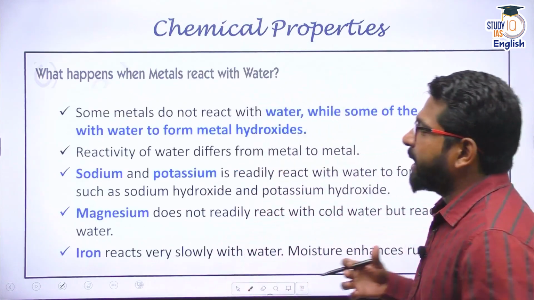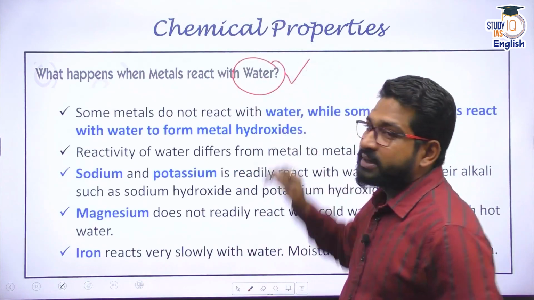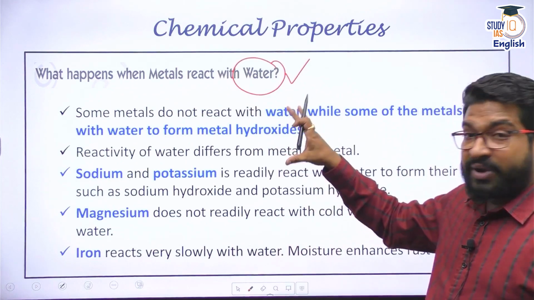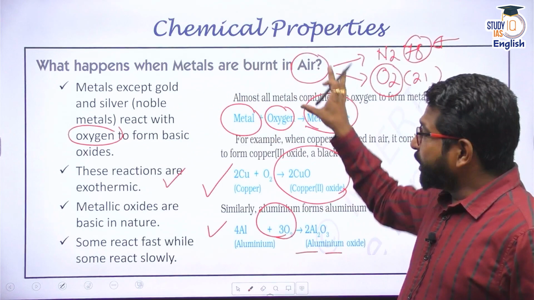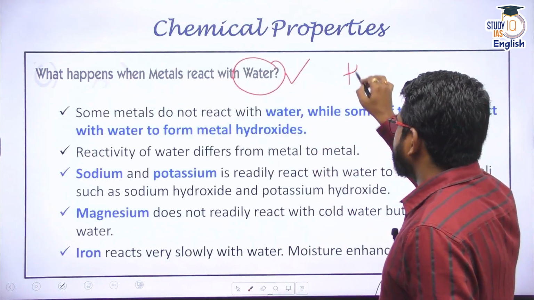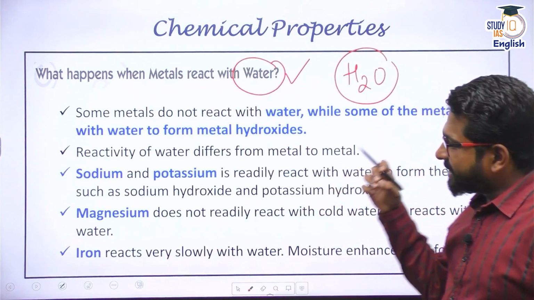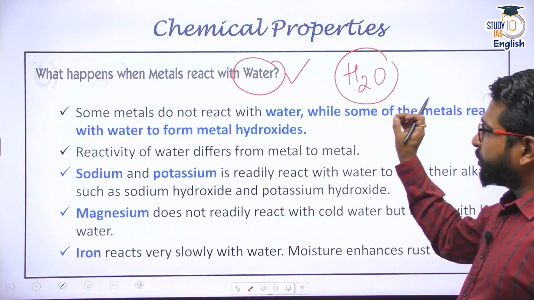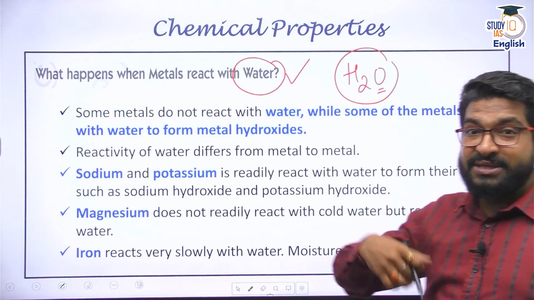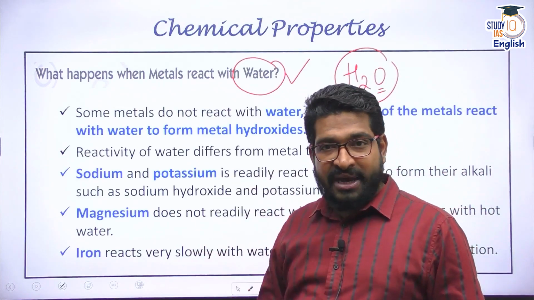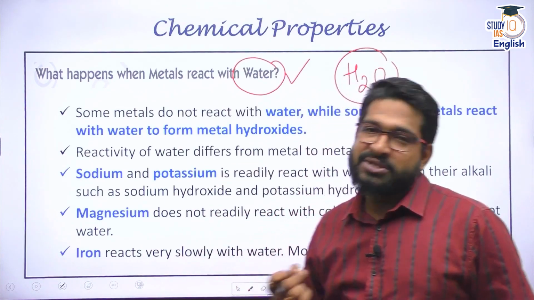Next, what happens when metals react with water? Now, we understood metals when they react with air, that means with oxygen, form metal oxide. In water also, water's chemical formula is H2O. Means when metals react with water, they are going to react with oxygen as well. So a metal oxide would be formed. But since there is water present, that means water amount is high, then that metal oxide is going to further react to form metal hydroxide.